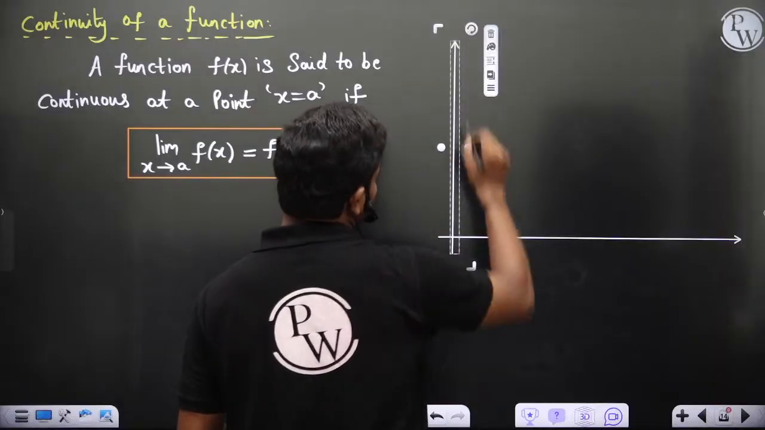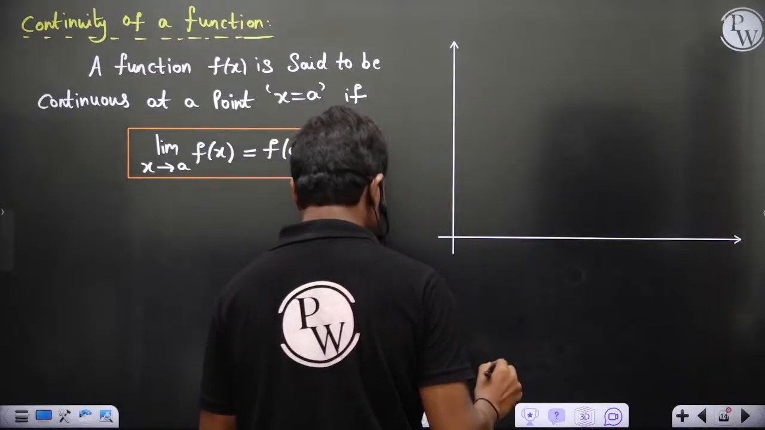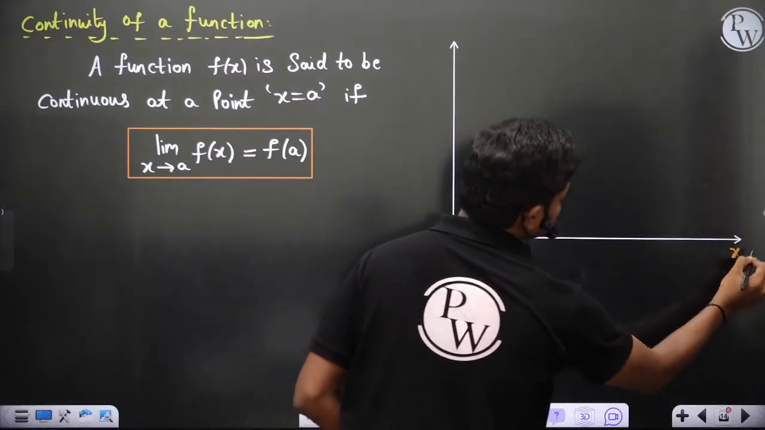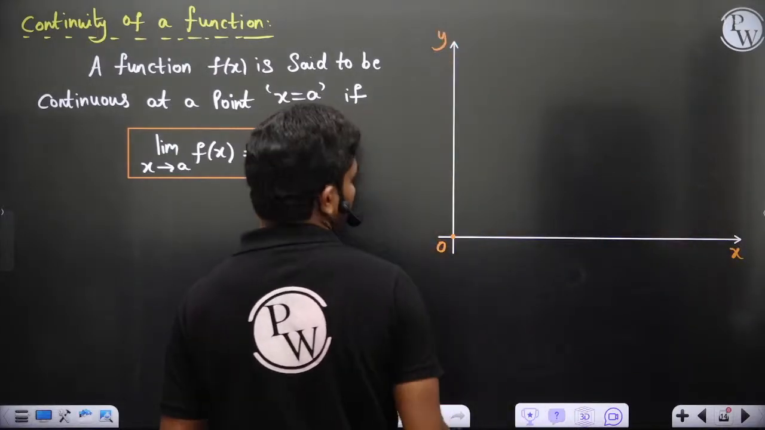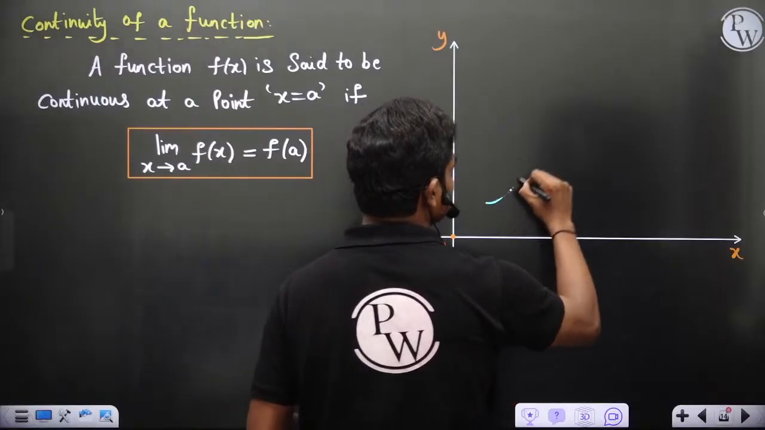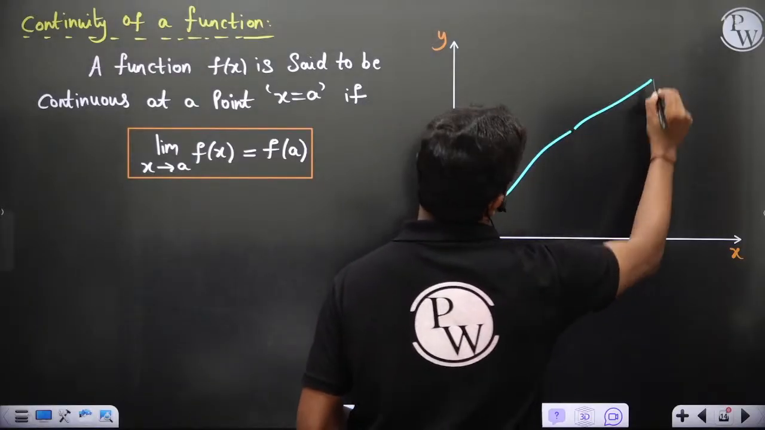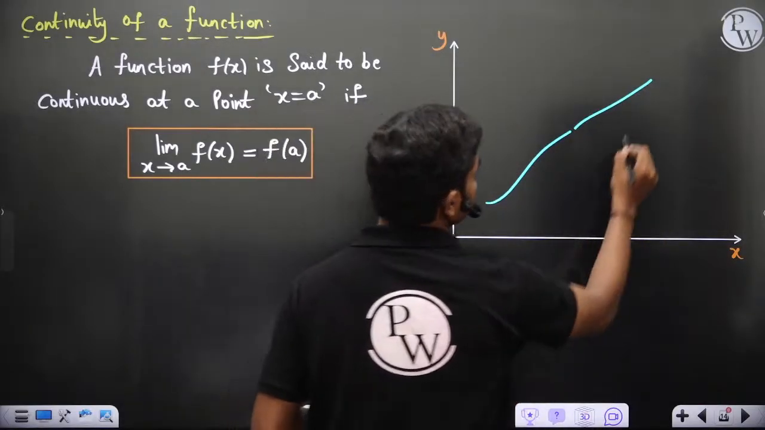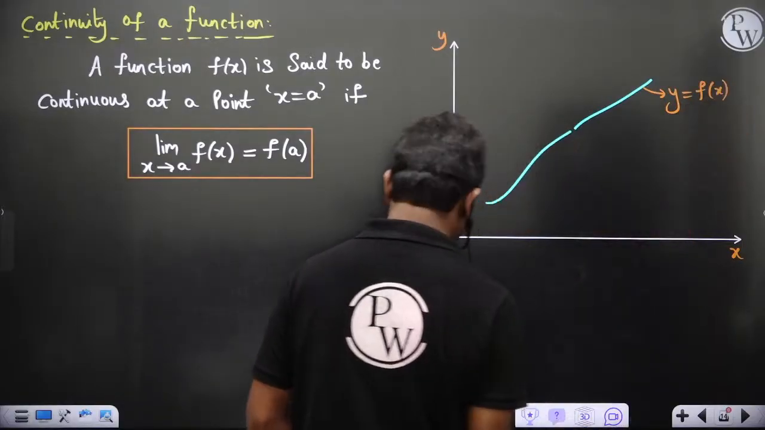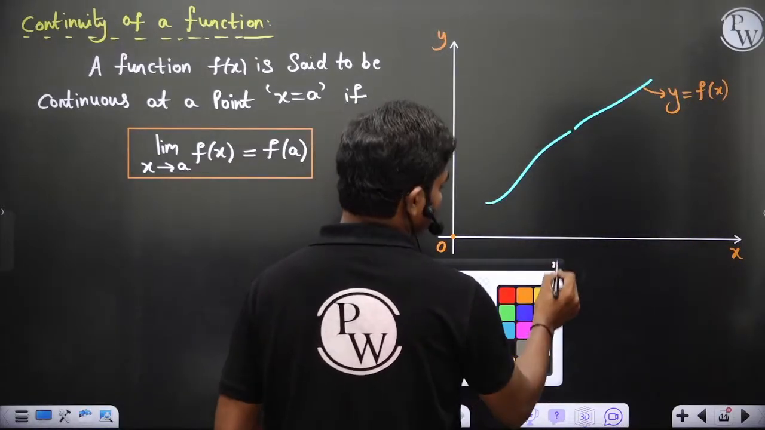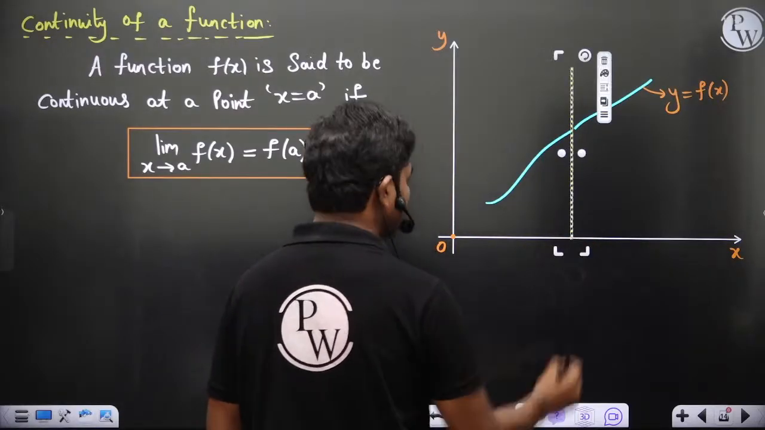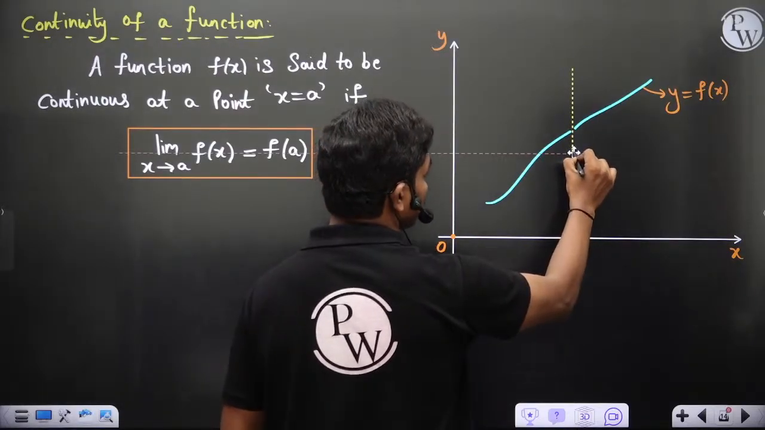So let's say you have these two functions. This is the origin, this is x, and this is y. Now again I am forming the same function in order to explain things. This is the function y is equal to f of x, and you have x is equal to a, of course.